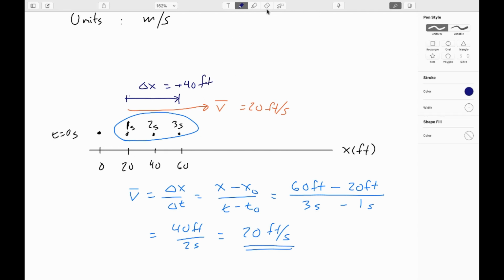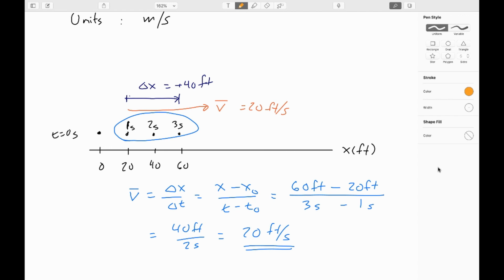Now wait a minute, you might say. You drew the 20 longer than the 40. That doesn't make sense. But keep in mind, we can't compare these. This is in feet. This is in feet per second. We cannot meaningfully compare two numbers that have different physical dimensions. So you just have to pick different scales and draw them.